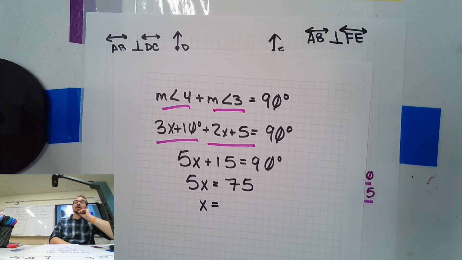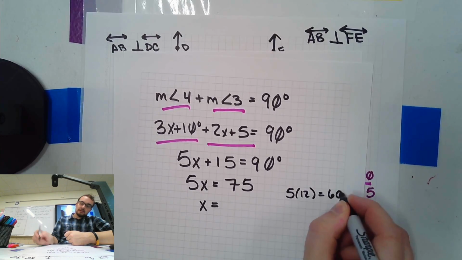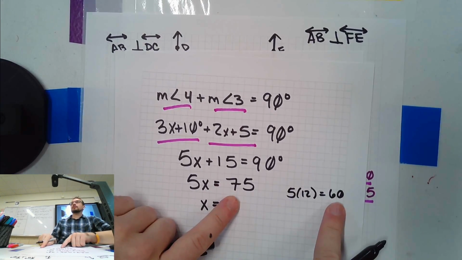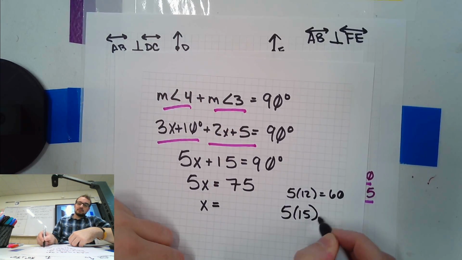He has memorized that 5 times 12 is 60. Okay, so let's write that down. 5 done 12 times is 60. That's not big enough, right? How many more 5s do we need to add to 60 to get to 75? 3 more, right? So it should be 5 times 15. Get a 75.